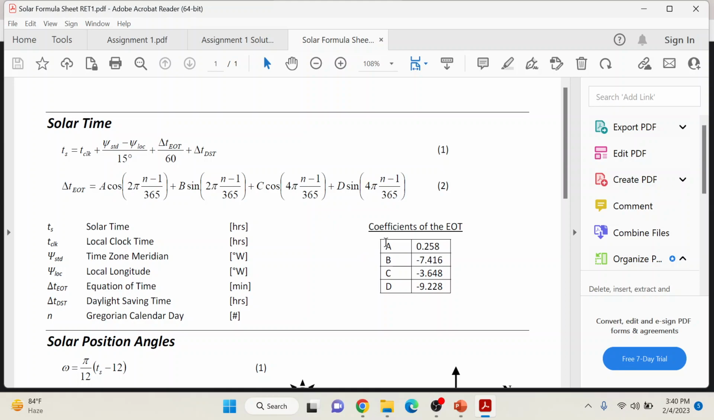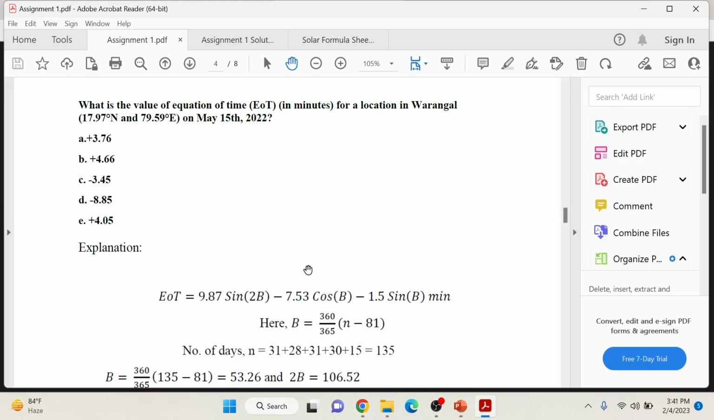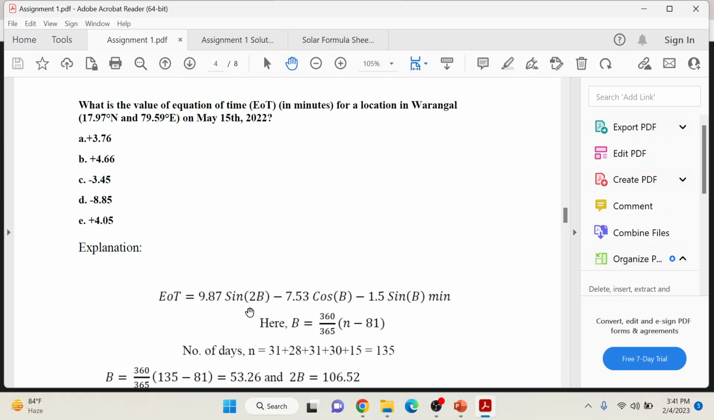Generally we consider the top 3 coefficients, or 4 coefficients, putting the values of A, B and C, D, and then calculating the value of B that we have calculated. This is 360 over 365 times (n minus 81). The number of days is 135, so 135 minus 81. From here we calculated B, which we put directly here.